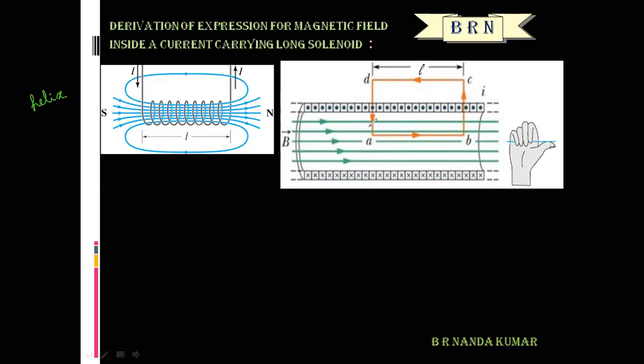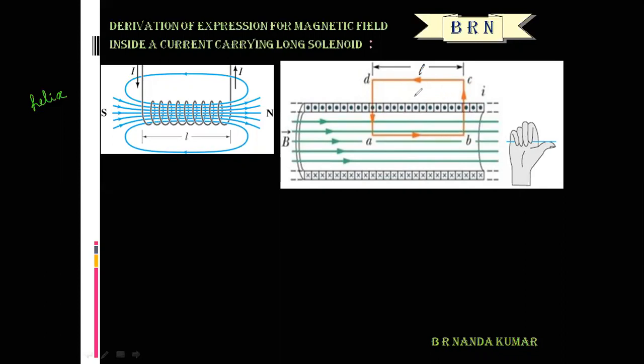The direction of the magnetic field can be determined by using the right hand thumb rule. The solenoid is held in the right hand. The fingers encircle, which gives the direction of current in the solenoid, and the thumb points in the direction of the magnetic field.